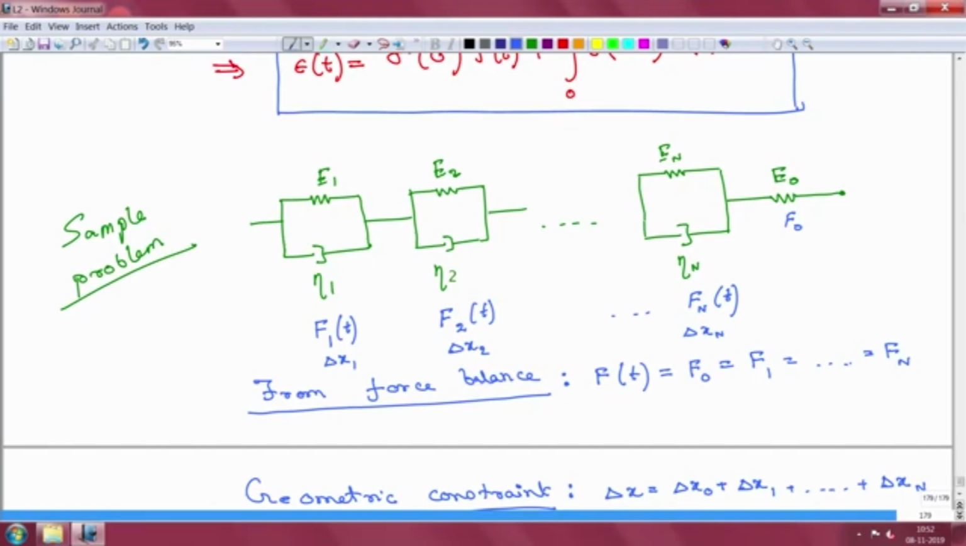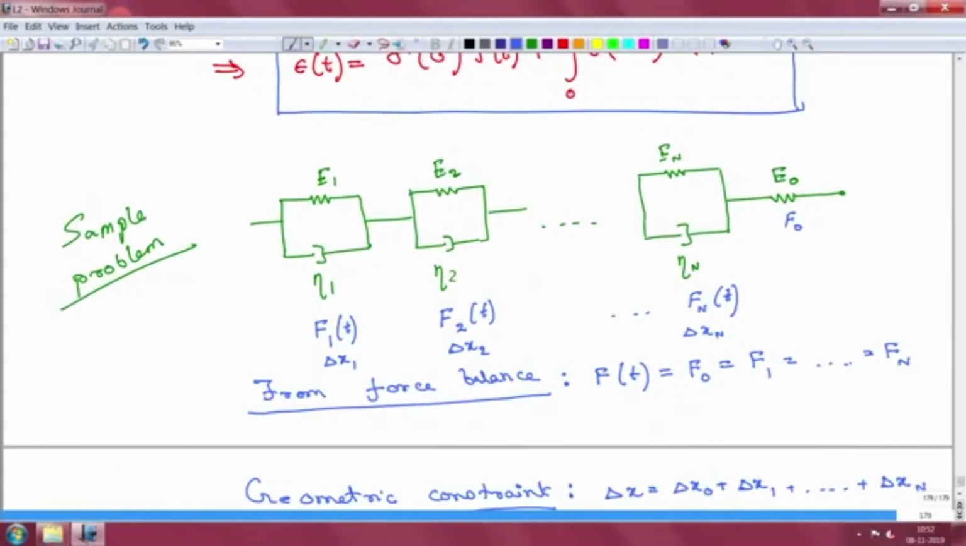So, I will leave this here and I would like you to try and finish this problem as part of your self work, and we will begin with this particular problem in the next class. So, we will stop here today.